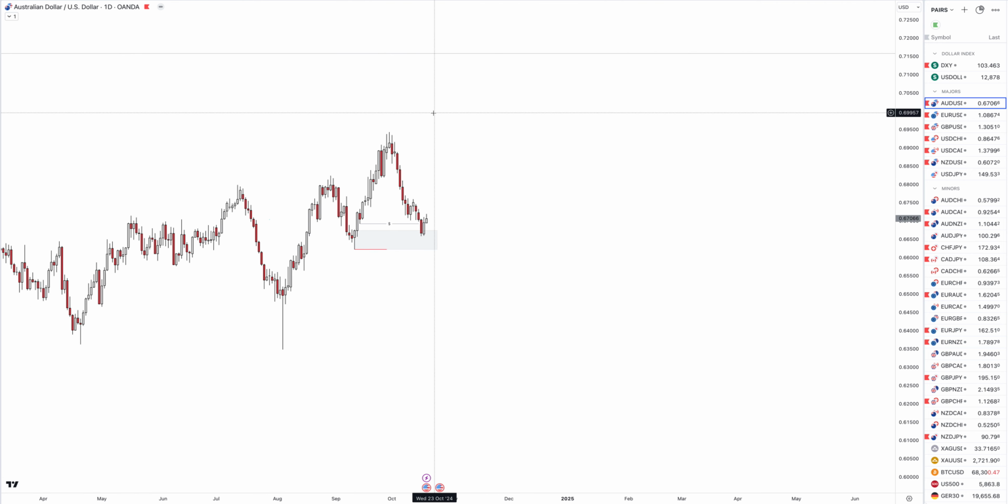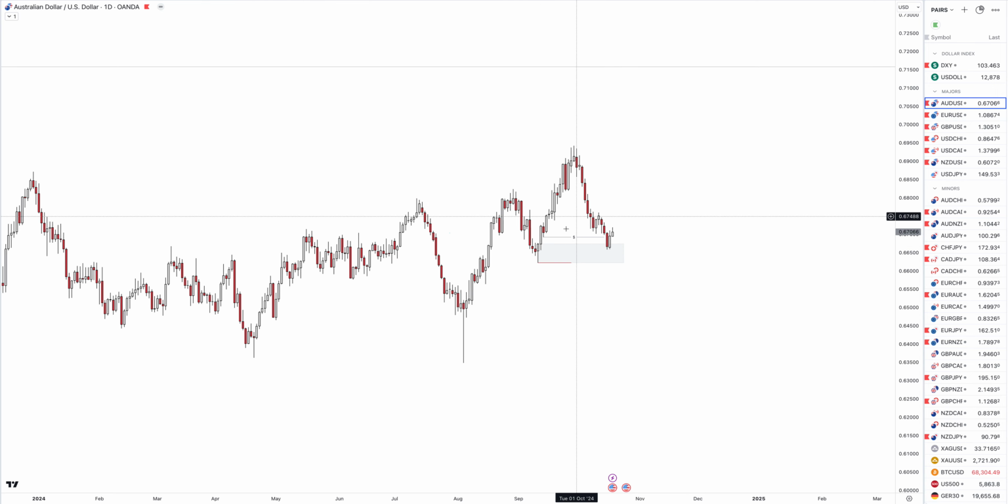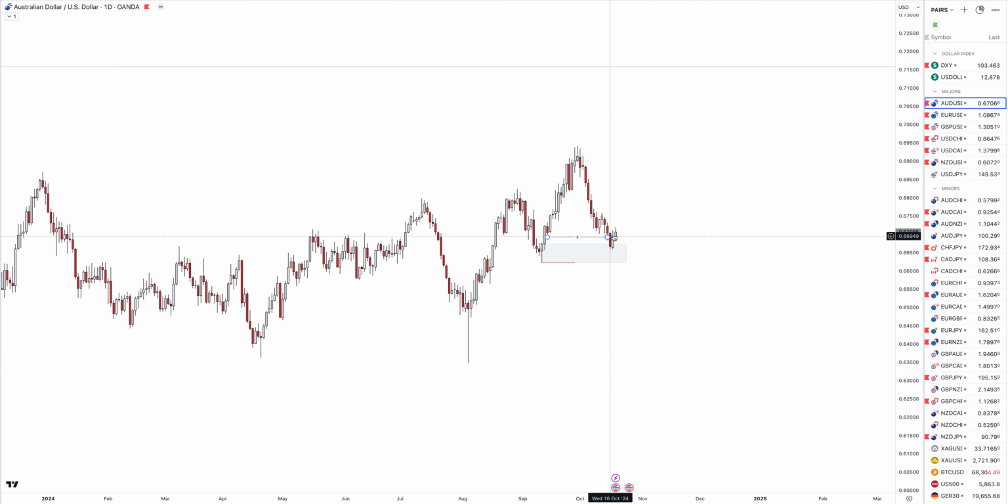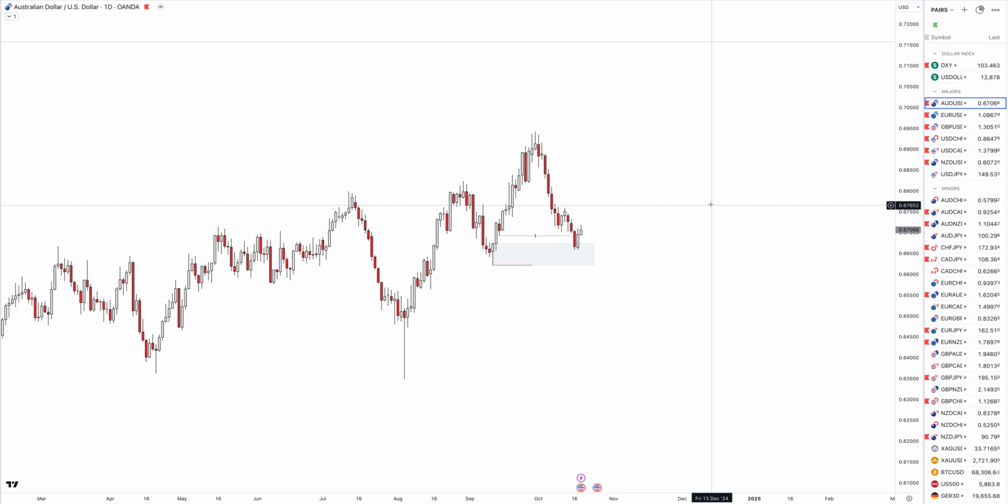On the daily time frame, we can see we've got an order block over here. We had an imbalance just above it. We had this liquidity over here. Price swept that liquidity, and now we are in this order block, and I am now waiting for some sort of confirmation to go long on this pair.